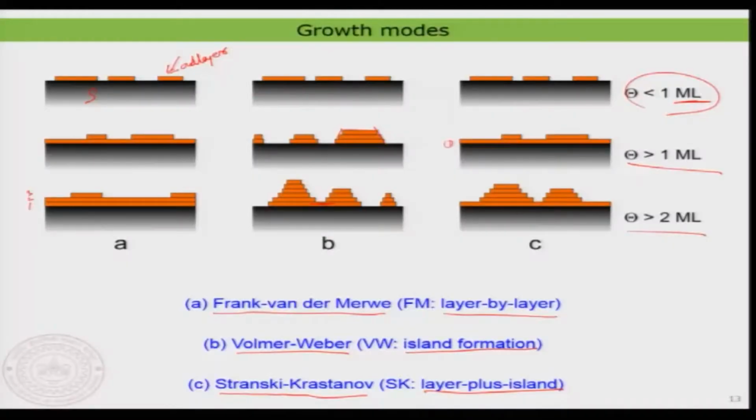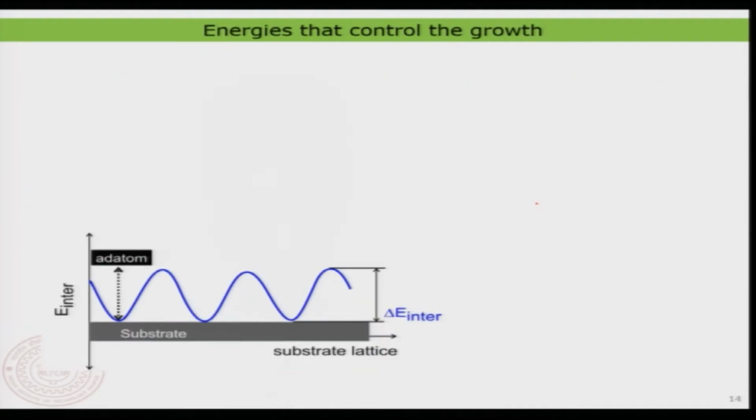But you see, now there is a problem. Depending on the material that you choose, and depending on the different types of interactions or energies that control the growth, you get these different types of growth, generally known as layer by layer growth, island formation, or layer plus island growth, and so on, right. In the next slides we will try to understand each of these growth modes in greater detail. But before that, let me recollect the energies that control the growth. This is quite important to first understand.